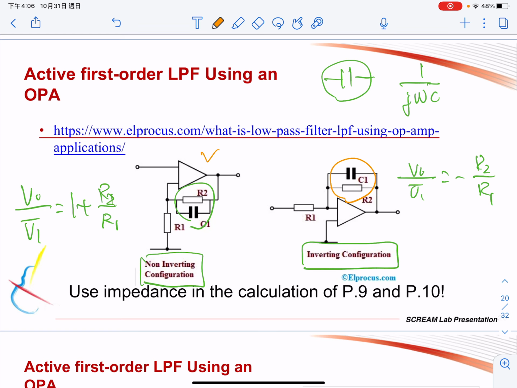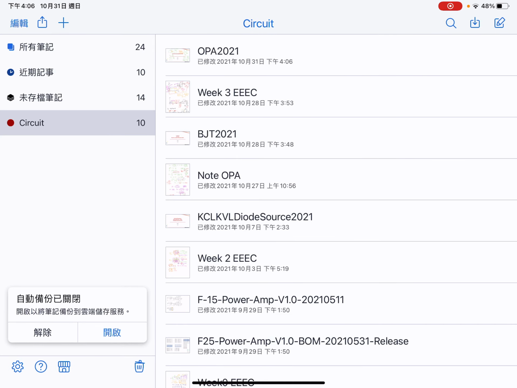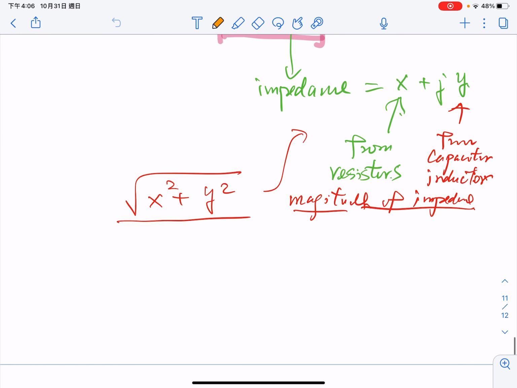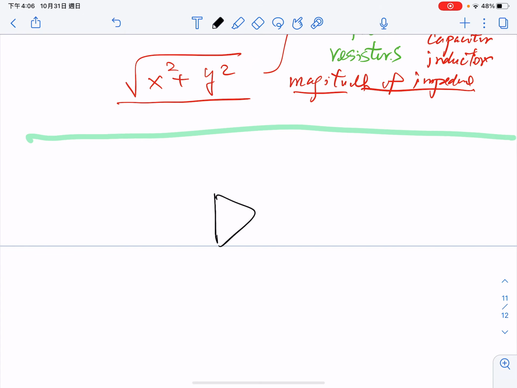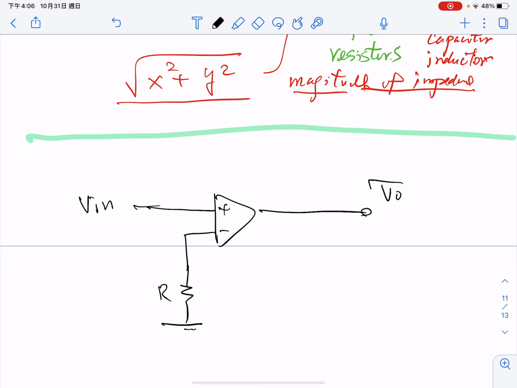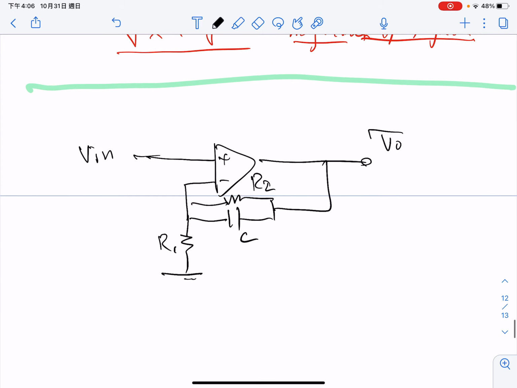Let me redraw the circuit here. This is the circuit, and this is plus and minus. This is the V input. This will be the output, right? And we have R1, and this is a capacitor in parallel with a resistor. This is R2. This will be the C, right?